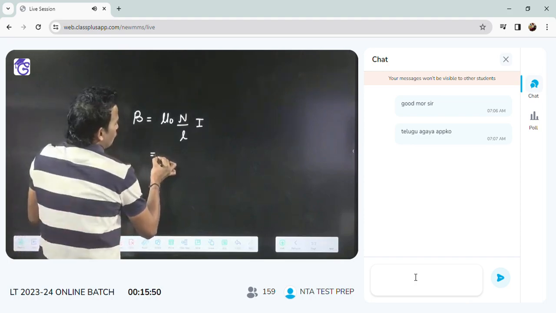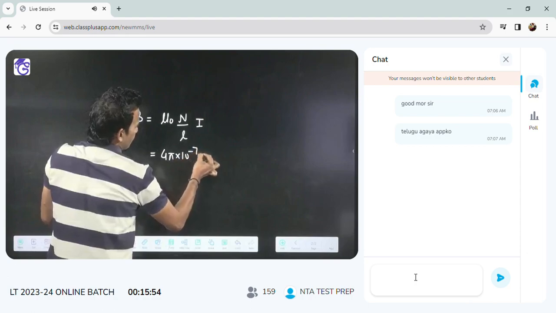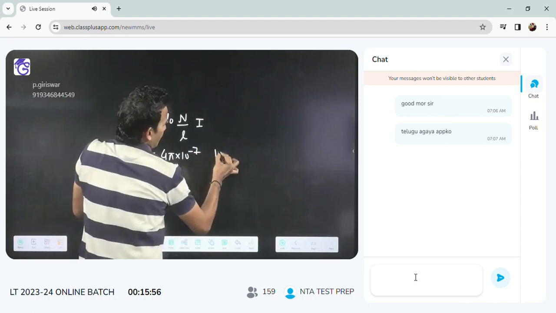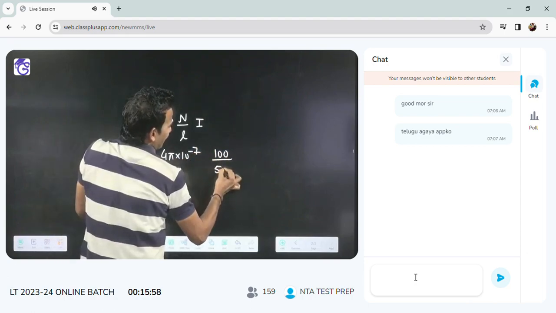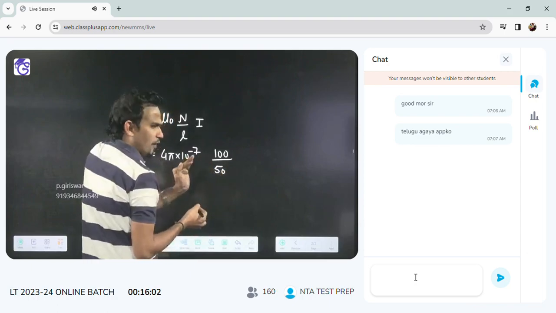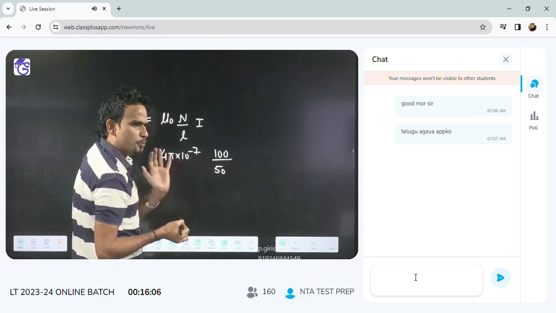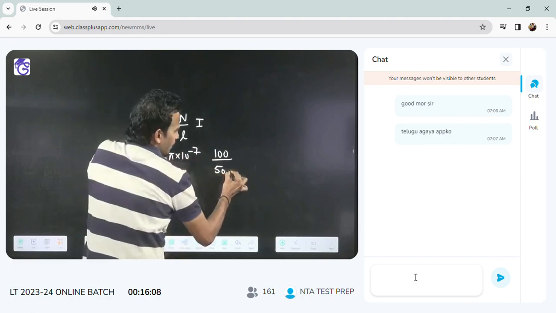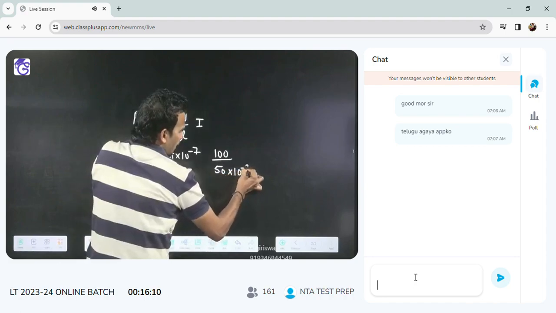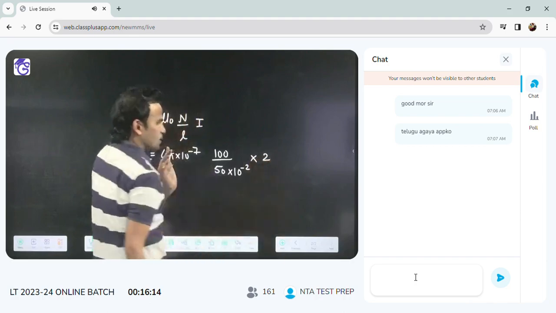Mu naught value you can put 4 pi into 10 to the power minus 7. Total number of turns given 100. Length given 50 centimeter, so don't use 50 centimeter. You have to convert all the CGS system into SI, then only your option will match. So 50 centimeter means 50 into 10 to the power minus 2 meter, into I. I value is given as 2 ampere.